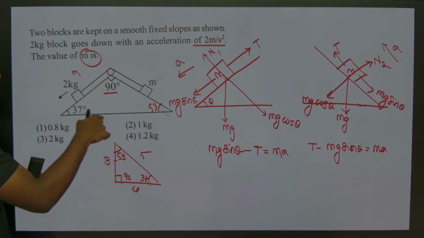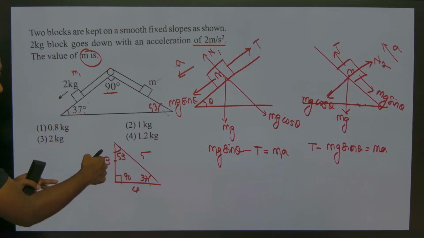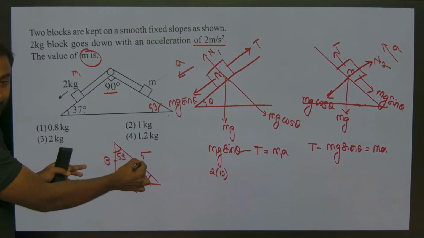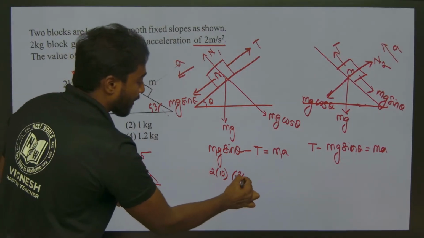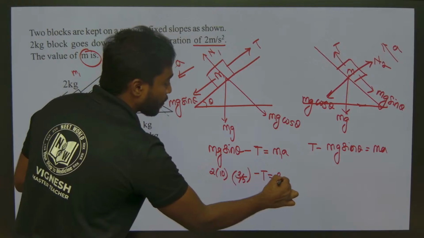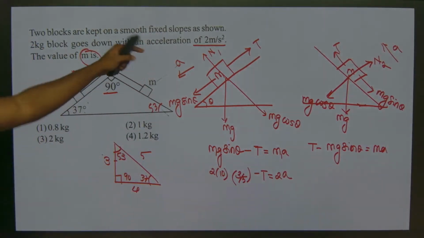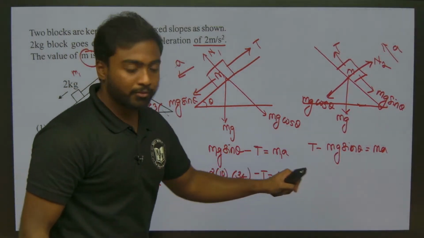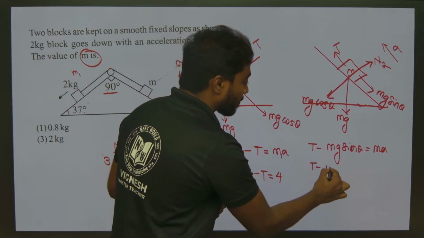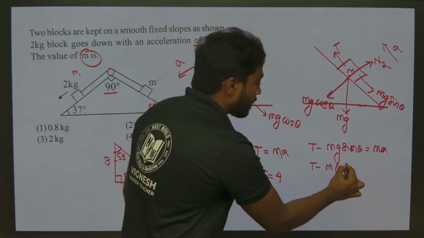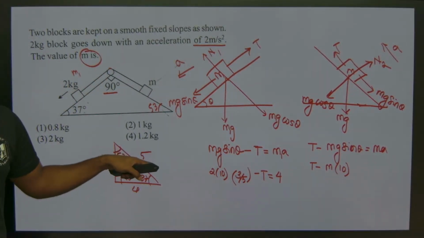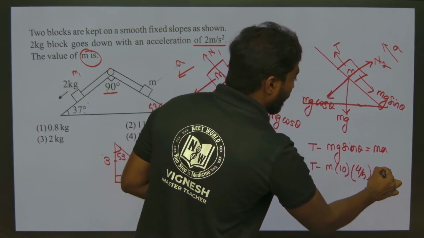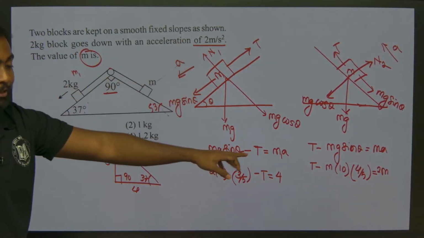When they are asking sin 37, sin 37 means opposite by hypotenuse. So mass is 2 kg and gravity is 10. So 2 into 10 into 3 by 5, minus T, is equal to mass 2 and acceleration, I don't know, a. Oh, they have given acceleration, it is 2. So it is 4 total. Similarly for this, T minus mass, which I also don't know, m into 10 into sin 53. Sin 53 is opposite by hypotenuse, 4 by 5, is equal to m into a, so 2m. Acceleration they have given is 2, and m.